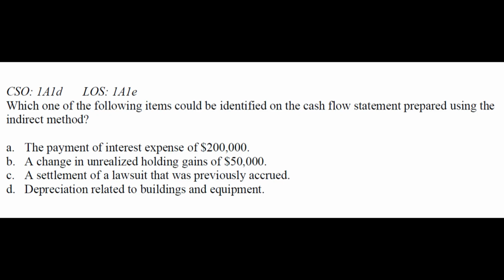Exam tip. When using the indirect method, start with net income and remember the common adjustments. Add back non-cash expenses, depreciation, amortization. Remove non-operating gains and losses. Adjust for changes in working capital accounts, receivables, inventory, payables, etc. Depreciation is one of the most recognizable and frequently tested adjustments in the indirect cash flow statement.